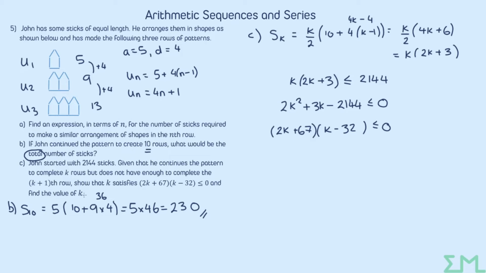It says find the value of k. So k cannot be from this bracket because that would give us a negative value of k. And we're counting rows here. Counting numbers are always positive. So therefore k must be 32, because k has to be less than or equal to 32. And we want basically the highest row that we can make with our 2,144 sticks. There we go. We are done with question 5.